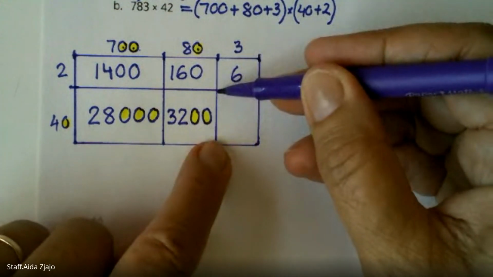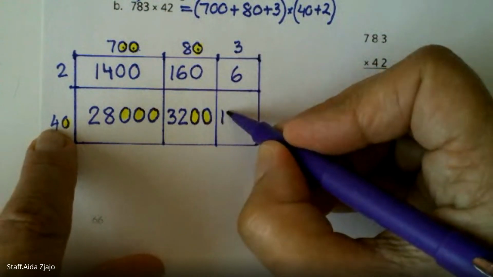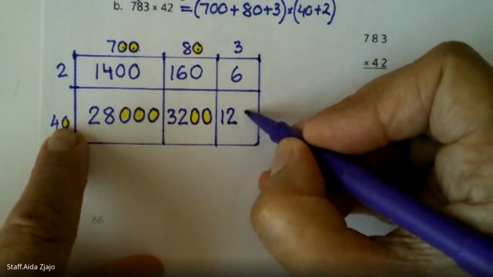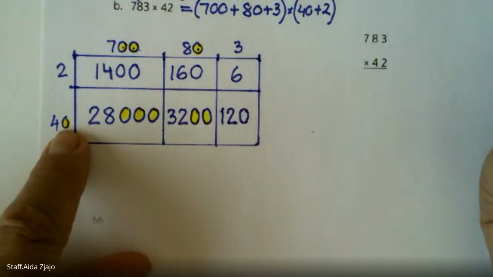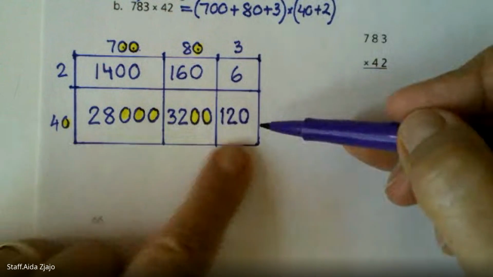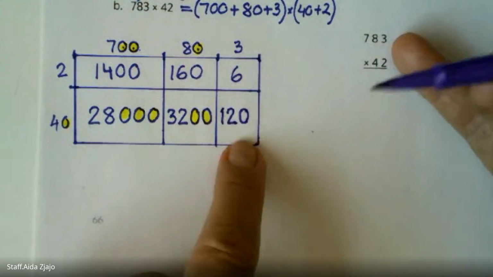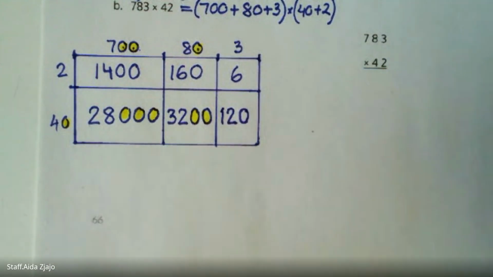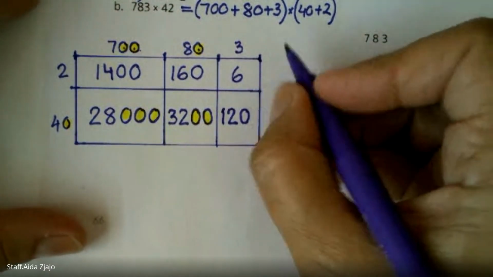And now 40 times 3. So 4 times 3 is 12, and you add only 1 zero because that is the 40. 3 40s is 120, or 3 times 4 is 12, times 10 is 120. Now you do have these areas, and then you can add them all together.